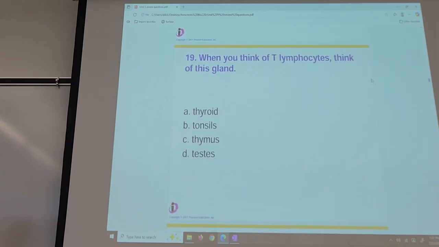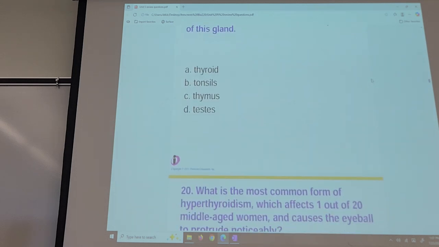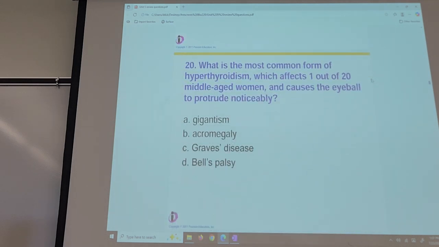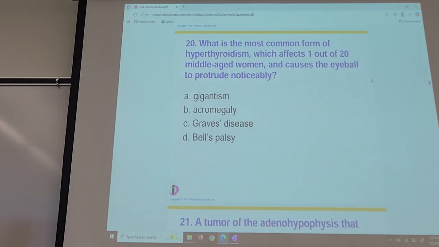When you think of T lymphocytes, you think of the thymus, right? Kind of goes back to a previous unit of study, but you guys are learning about the thymus in lab, so it's always helpful. What is the most common form of hyperthyroidism which causes the eyes to protrude? Graves' disease, good.